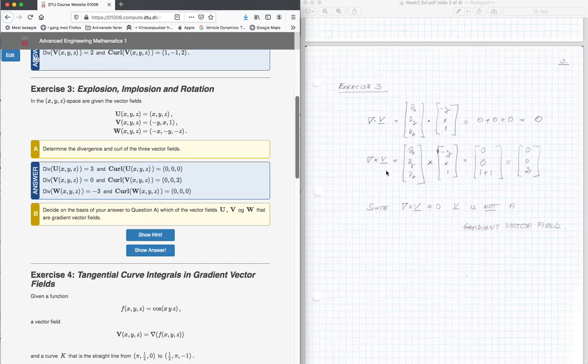And now, for a vector field to be a gradient vector field, the curl of the vector field must be 0. And you see here for the vector field V, the curl is different from 0, so V is not a gradient vector field.